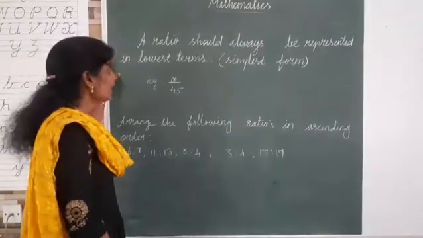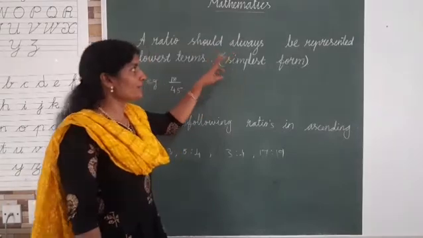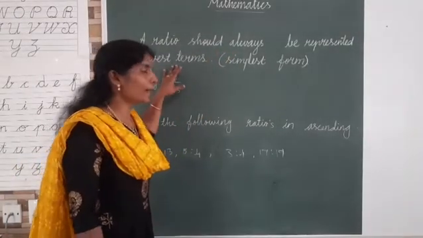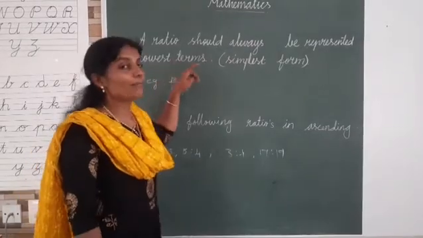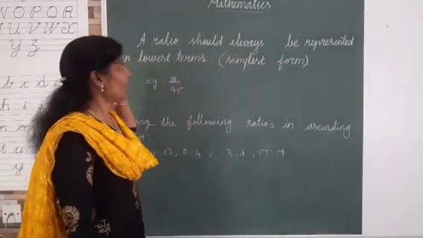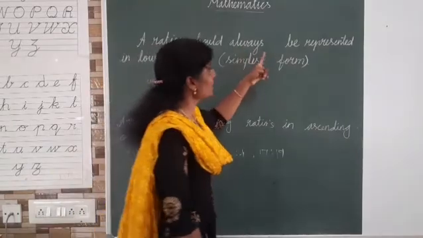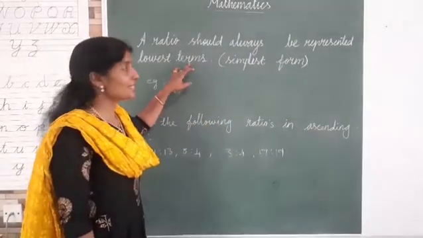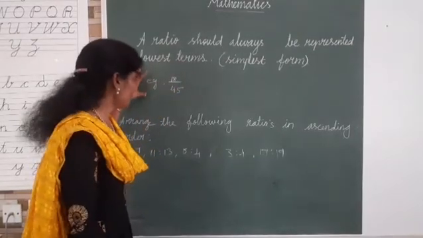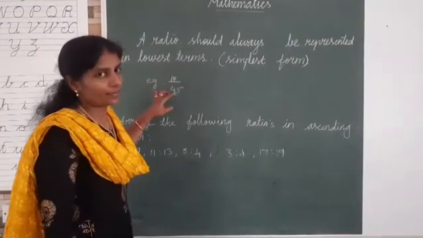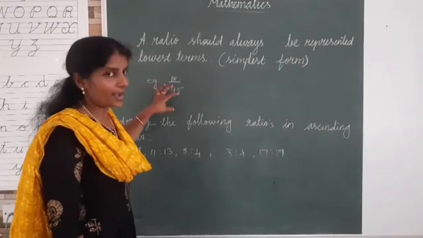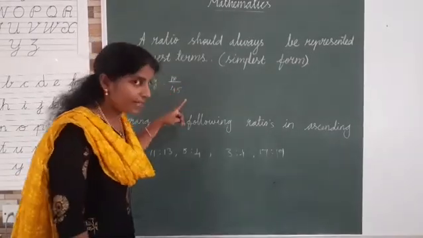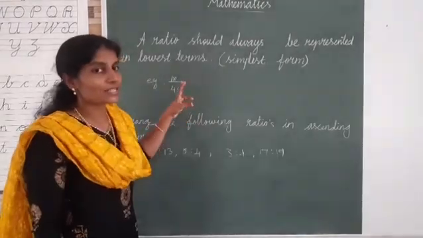Now listen. A ratio should always be represented in lowest terms. What is lowest term? Lowest term means simplest form. For example, 18 by 45. We can write the simplest form of 18 by 45, and after that we can write its ratio form.